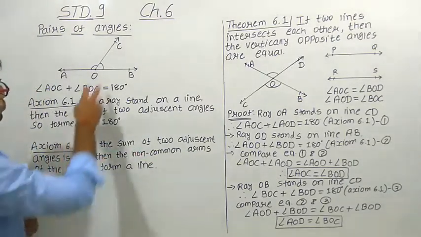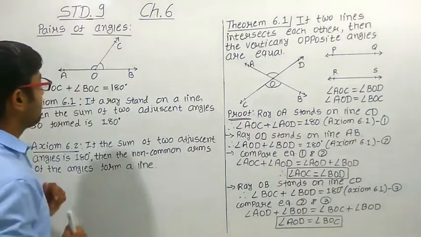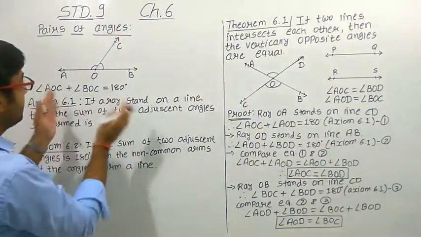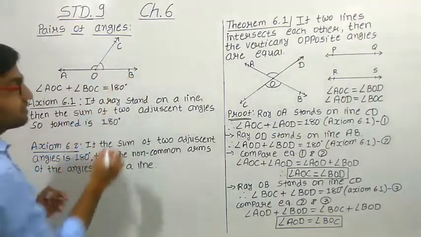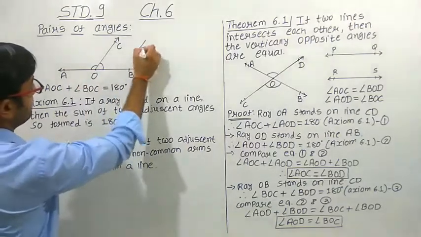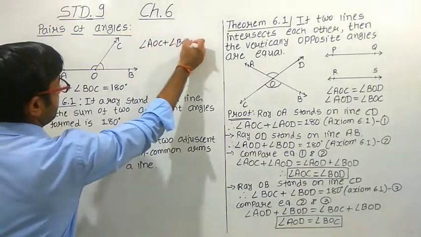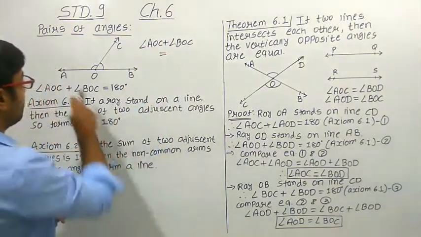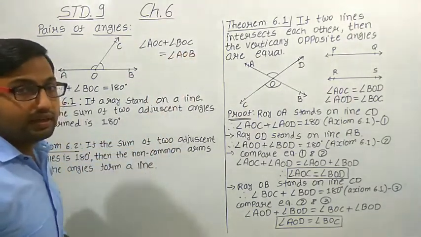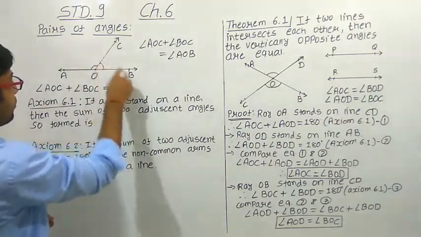So we can say that these two angles are making a pair of adjacent angles. Yes, because this is the common vertex, this is the common arm OC, and the remaining arms are on the opposite sides of this common arm. So can we say that angle AOC plus angle BOC is the total? If we add both the angles, we get the total angle AOB, right?